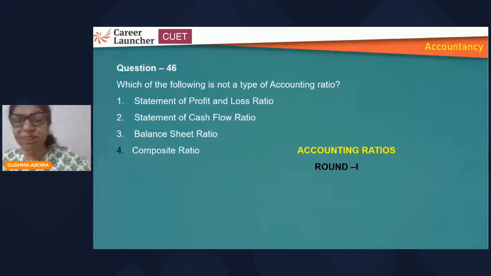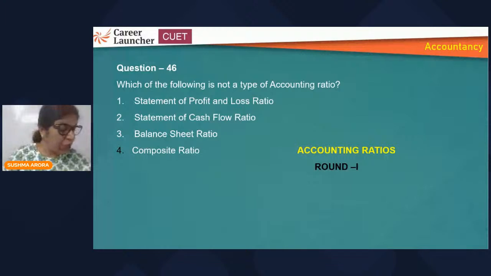Statement of cash flow ratios? No, we cannot find any ratio from cash flow. Okay. Balance sheet ratios? Yes. Composite ratios? Yes. So our answer is cash flow ratios. There are not any type of cash flow ratios.